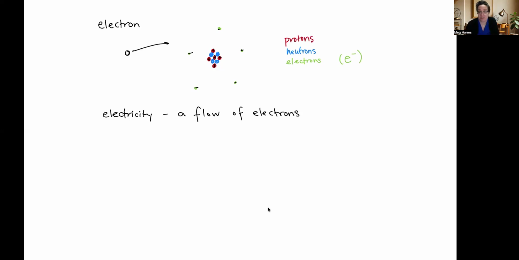So these electrons that are part of any matter that we have, if we give them the right encouragement, can move around. And we can take them off of atoms and move them around. And we're going to talk a little bit about how that happens. So to start to understand that, we need to start to think about conductors versus insulators.